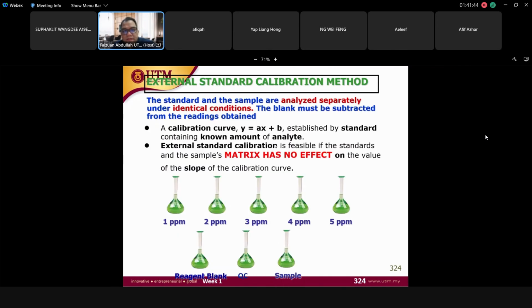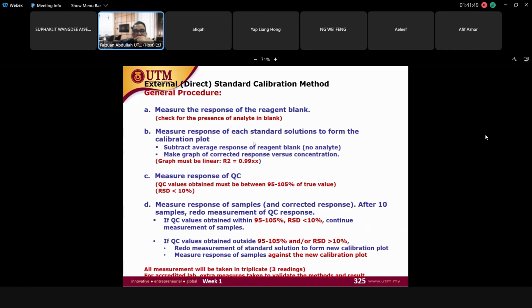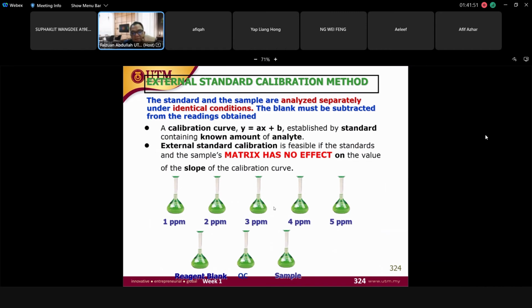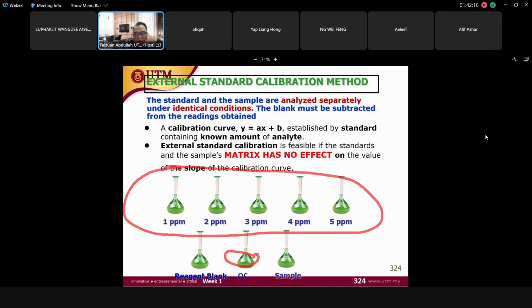Sometimes we also have, this is external standard, the normal calibration. We prepare the series of concentrations together with reagent blank, QC, and also sample. QC is any concentration that we use to test our instrument. For example, we have prepared 1 to 5 ppm, and then we want to test the instrument. Does the instrument really know the concentration after we teach it? So we prepare one more, for example, 2.5 ppm.